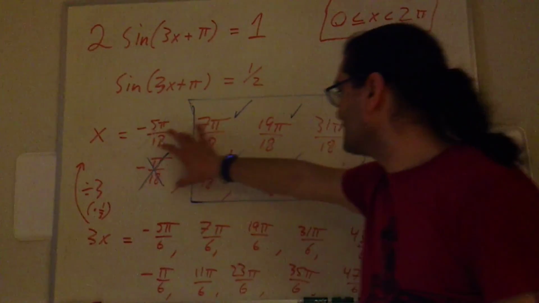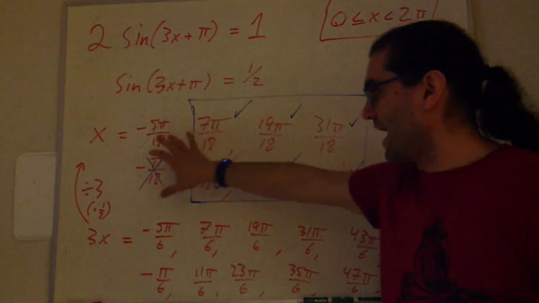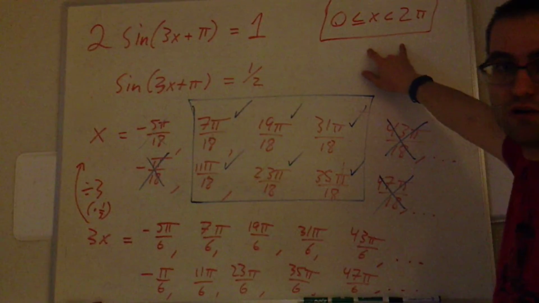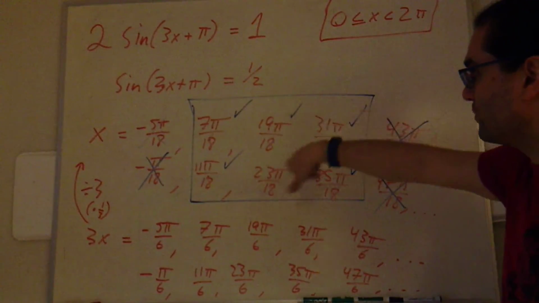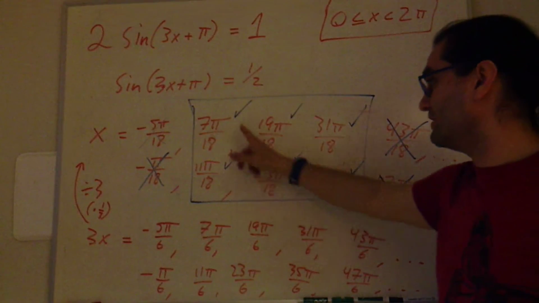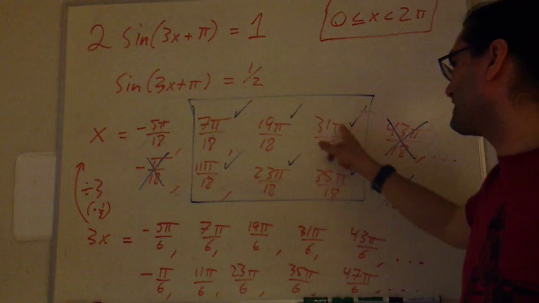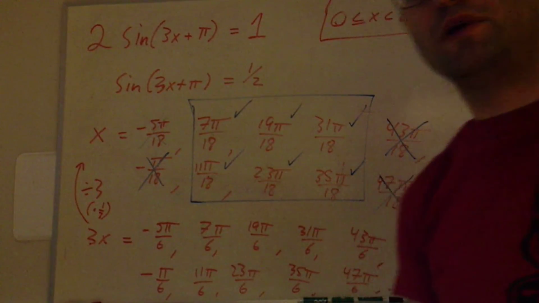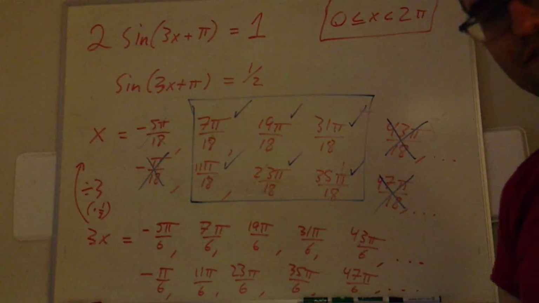You get a big list of edited angles. Compare your big list of edited angles to your range restriction and figure out which ones are correct and which ones are extraneous. And then type all of the correct answers into my math lab. That's the general plan.